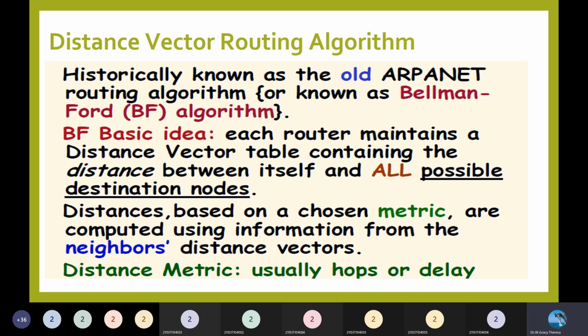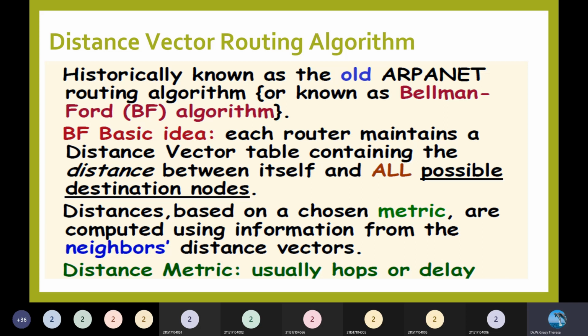So Bellman-Ford algorithm is another name for the distance vector routing algorithm. Now, the basic idea: what does this routing algorithm do? It is going to update the routing table. If there is any change in the network, the change will be updated periodically, every few seconds or any period of time. The routing table has to be updated with the help of this routing algorithm.